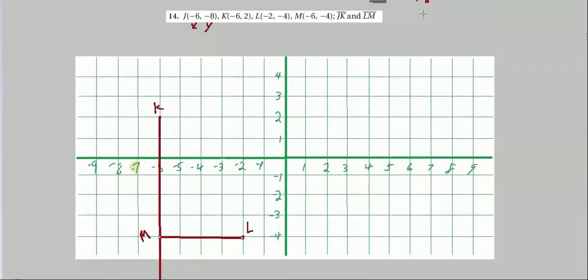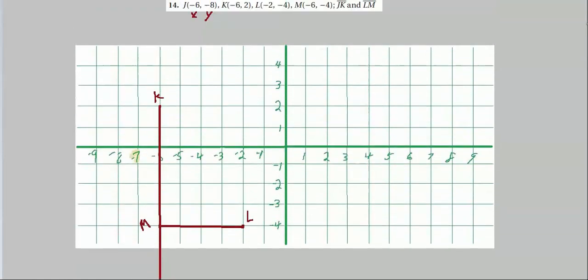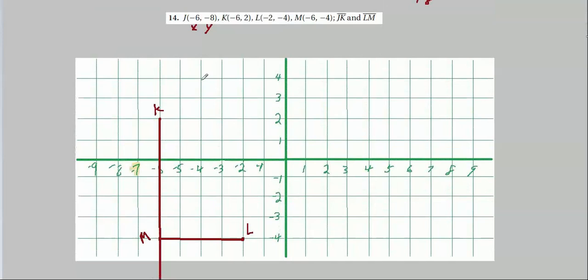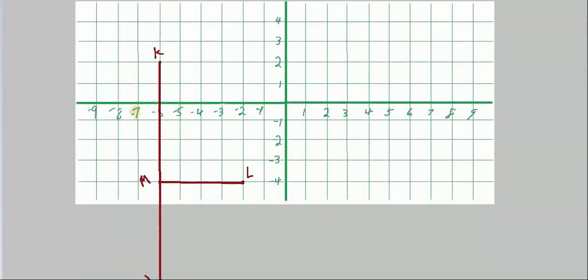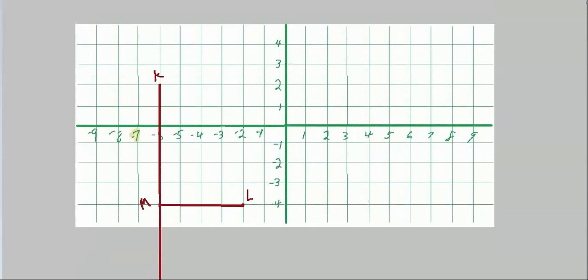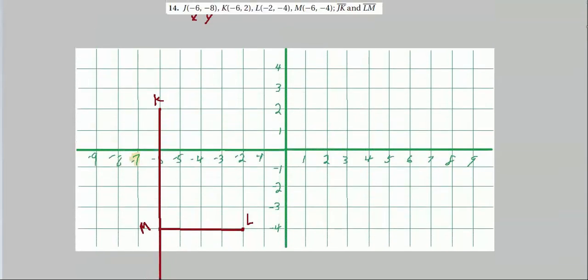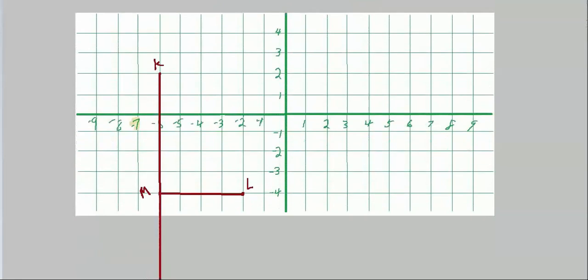So we want line JK and LM, and then we want to see if they are congruent. Well, even estimating that minus 8 way down here, I could have been quite a bit off, and I can still safely say that JK and LM are absolutely not congruent. Look at the difference in size there.